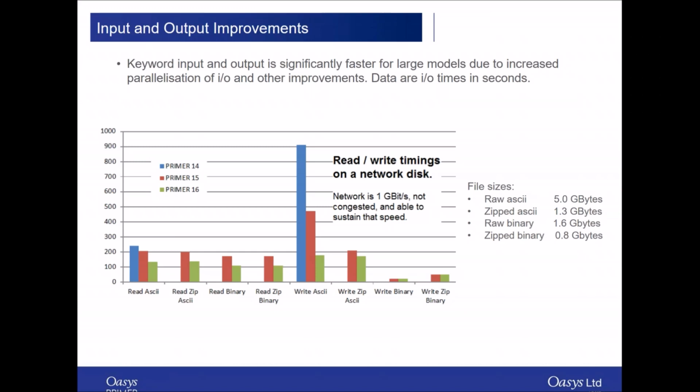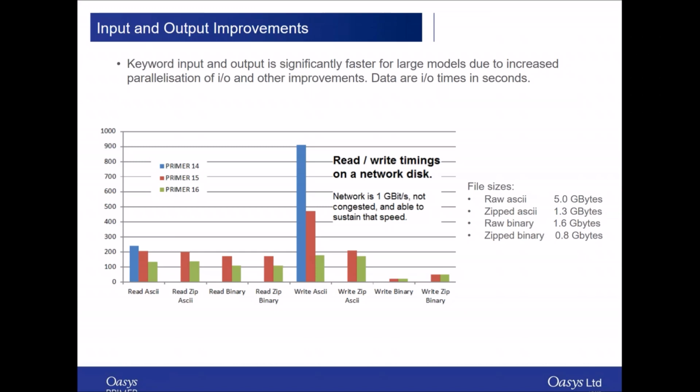Now in version 15, we introduced a binary file format. So this is another way of reading and writing model data, and it's stored in a binary file. The reason for using a binary file is it stores a lot less space. It takes up a lot less space than the normal keyword ASCII file, but it's also much quicker to read that information in and out across a network.